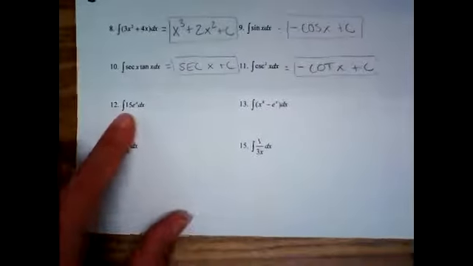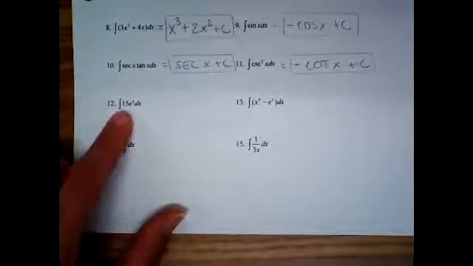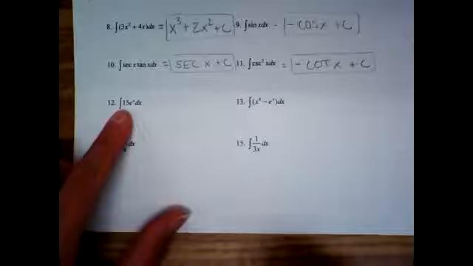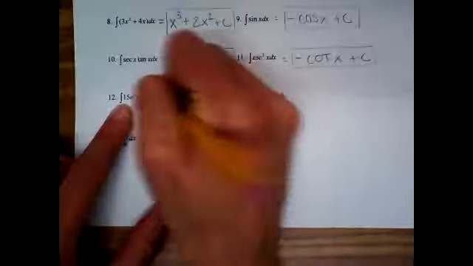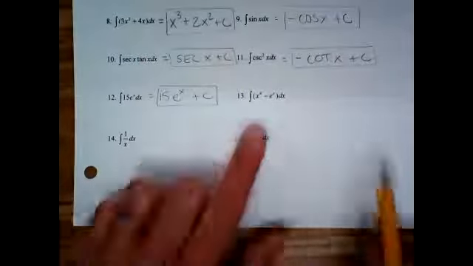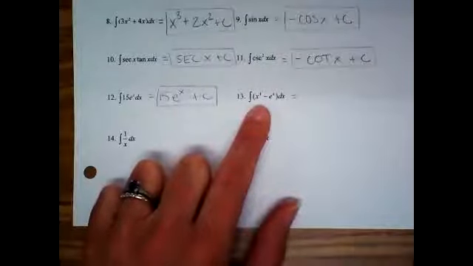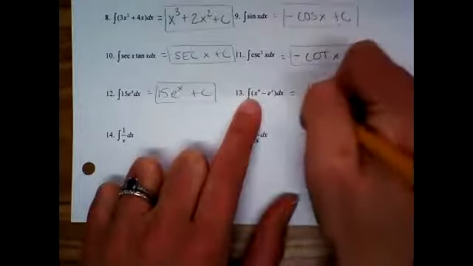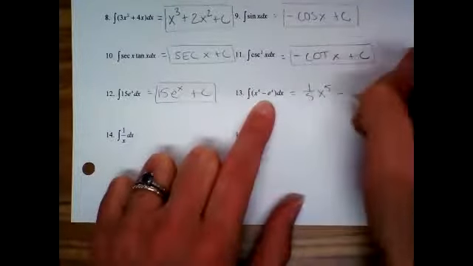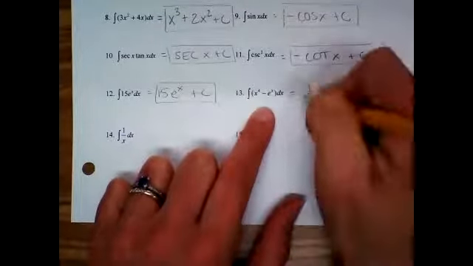All right, and here's everybody's favorite, e to the x. E to the x is its own derivative, so it is its own antiderivative. Isn't that fantastic? So this would just be what? Yeah, 15 e to the x plus c. All right, and then what about this one? Good, 1/5 x to the 5th, yep, minus e to the x plus c.